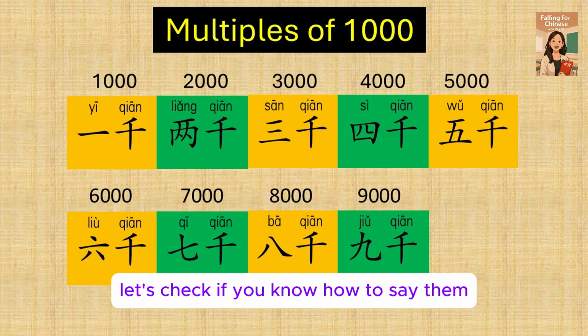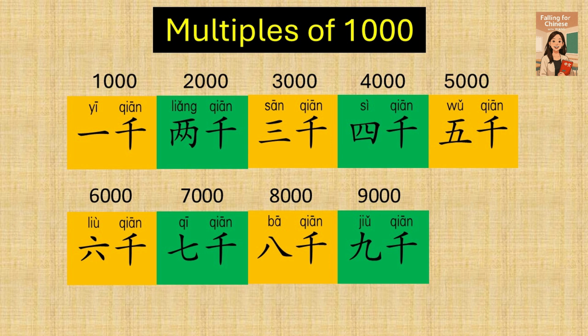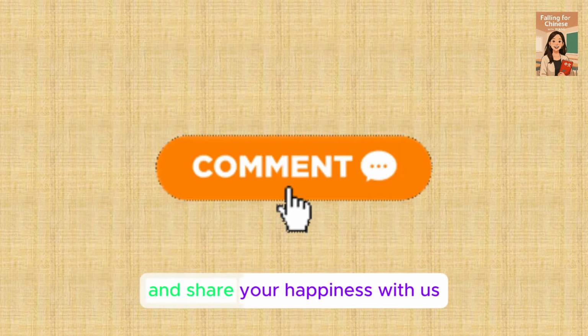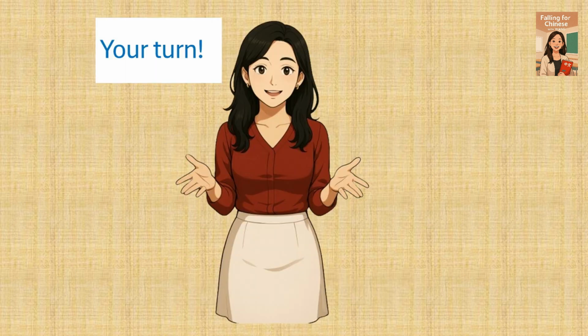Let's check if you know how to say them. Say them with me. 1000, 2000, 3000, 4000, 5000, 6000, 7000, 8000, 9000. Let me know in the comments and share your happiness with us if you get them all correct.